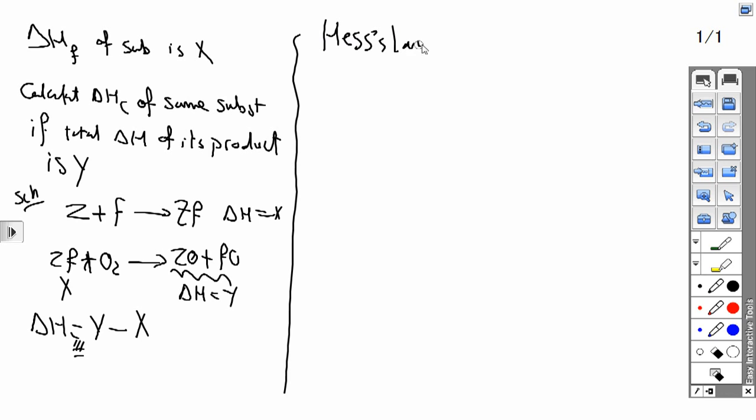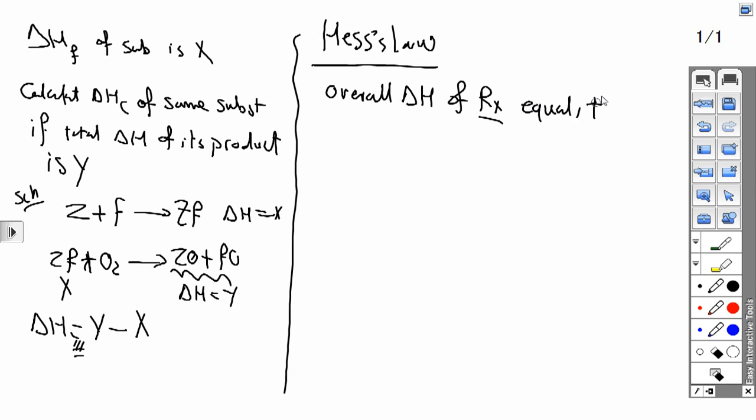Hess law states that the overall delta H, or enthalpy change, of a chemical reaction equals the sum of delta H of individual steps. How can we use Hess law in calculating the thermochemical equations?